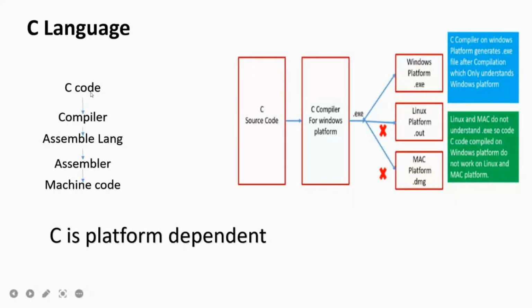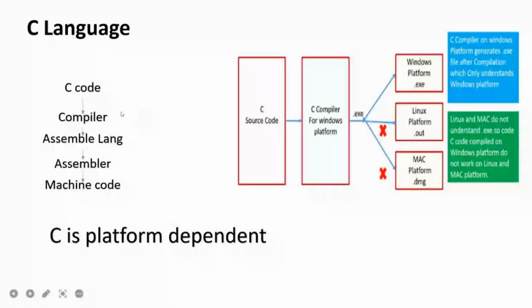You have written C code, and you have a compiler which will convert it into assembly language. Your compiler does not convert directly into machine code. Machine code is nothing but zeros and ones. It is not something complex. It is only zeros and ones, which only the computer will understand.